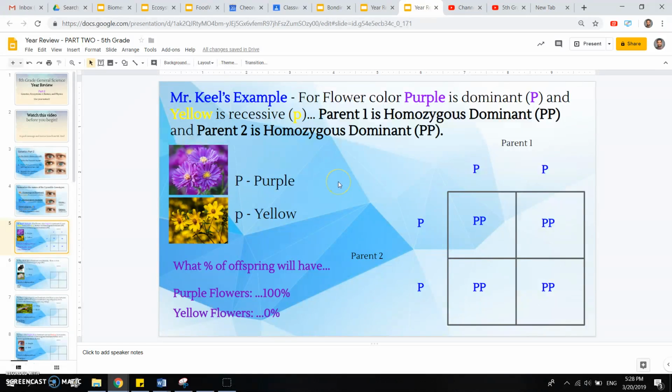The example problem I showed you last time was the purple flowers, which were dominant, and the yellow flowers, which were recessive, so big P for purple, small p for recessive. Both parents were homozygous dominant, so they both had two capital letters, two big P's. That means that all the babies, 100%, were purple.